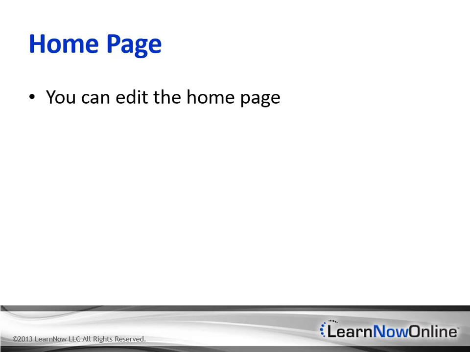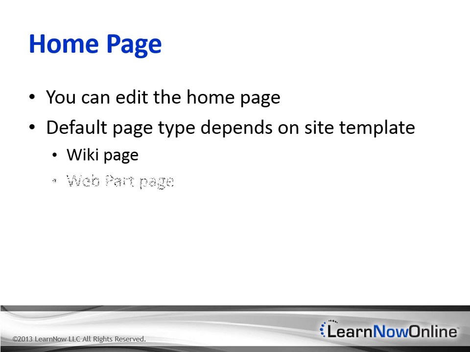You can edit the home page depending on what type of site you have. If you have just a regular standard SharePoint team site with publishing turned off, it's a wiki page. It just depends on the site template. So out of the box, it's going to be a wiki page. Could have a web part page.